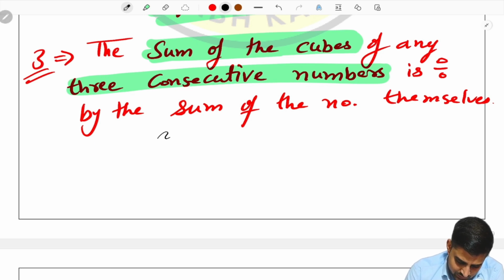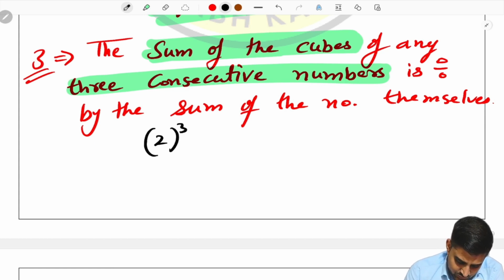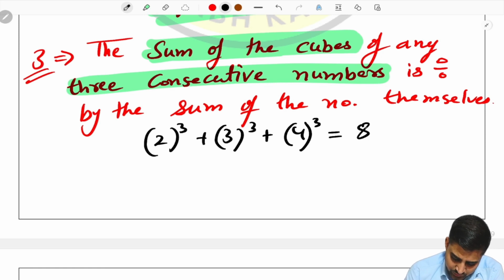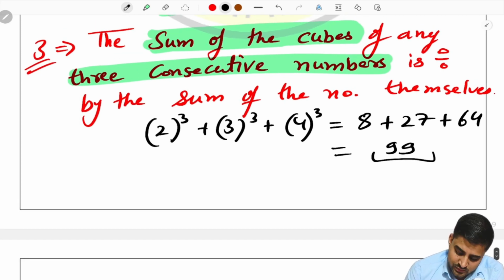Let's start from two itself. Otherwise, one's cube is one, so no purpose. Two cube, three's cube, four's cube. Two's cube is 8, three's cube is 27, and four's cube is 64. It becomes 99. Okay, we get after summing the cubes 99.